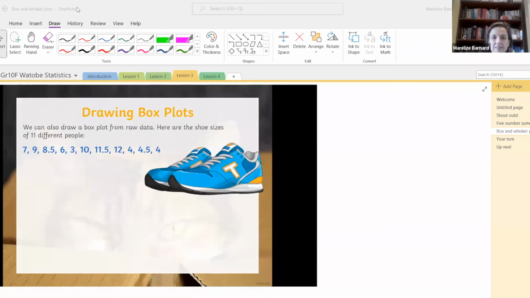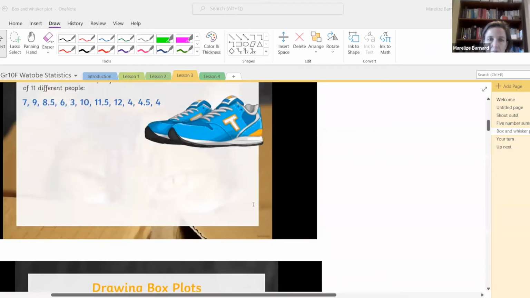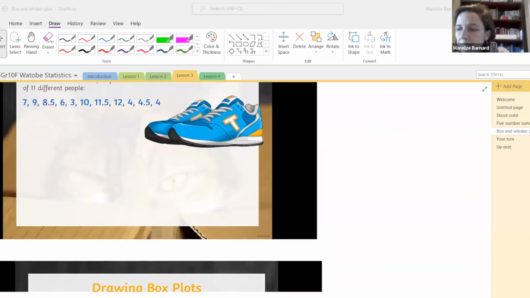Here are shoe sizes for 11 different people. So what I would like you to do now is just start by rearranging the data from smallest to biggest, so in ascending order. If you can just do that. So even if you haven't done a box and whisker plot before, don't worry about it. We're going to basically all do it just from scratch now.